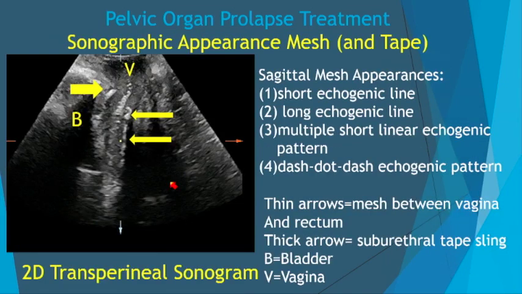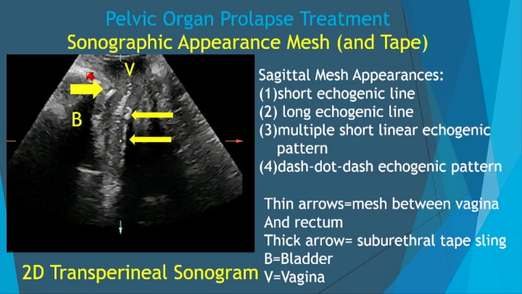Well, in ultrasound, mesh has multiple ways that it can present. And so these are the major ways that one can see or identify mesh. It can appear as a short echogenic line, very similar to the suburethral sling, except in this case, generally it's not in the position of the suburethral sling. It can be a long echogenic line, multiple short linear echogenic lines, or it can be a dash, dot, dash echogenic pattern. So the image here just demonstrates the appearance of both a sling and mesh.